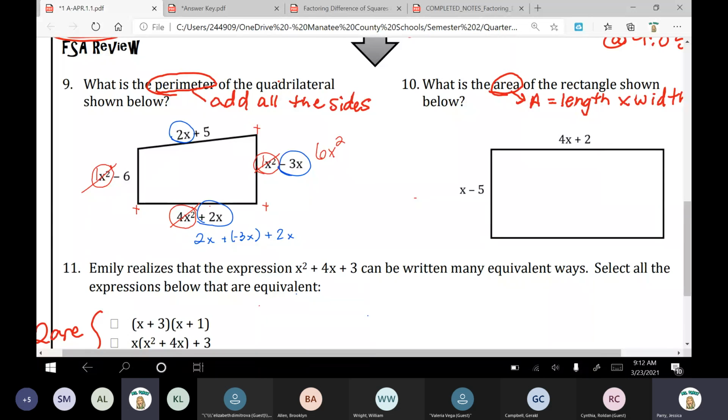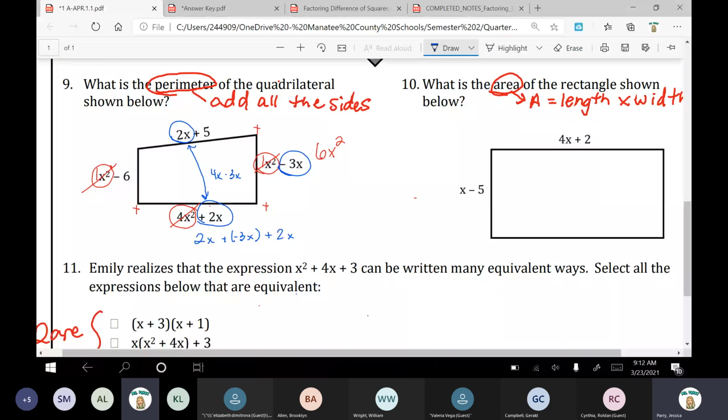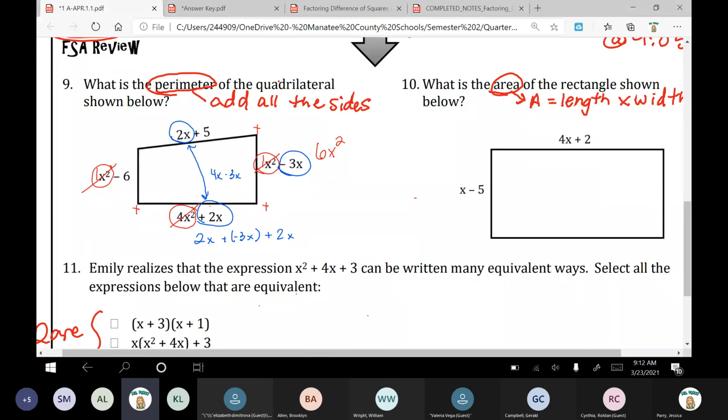What I would do personally is combine the positives together. The 2x plus 2x is 4x. And then from there, we get 4x and then do the minus 3x. I think that's probably going to be a little bit easier because we can easily do the 4 minus 3. We don't have to deal with any negatives. And then 4 minus 3 is 1. So then we get a positive 1x.